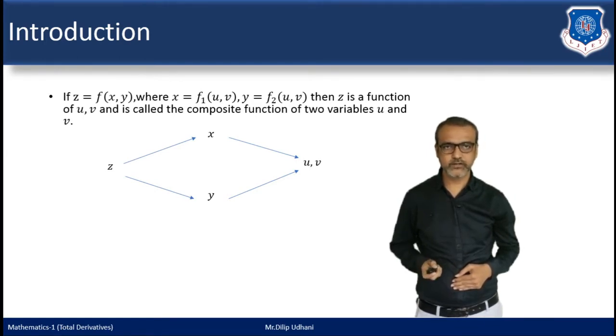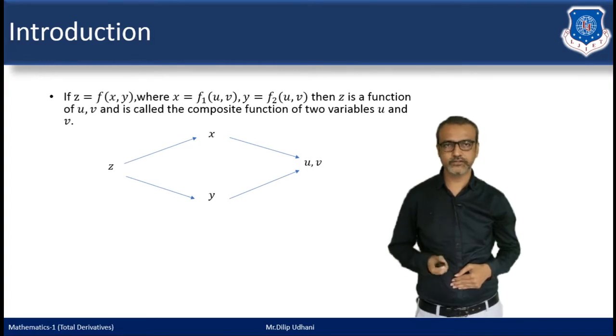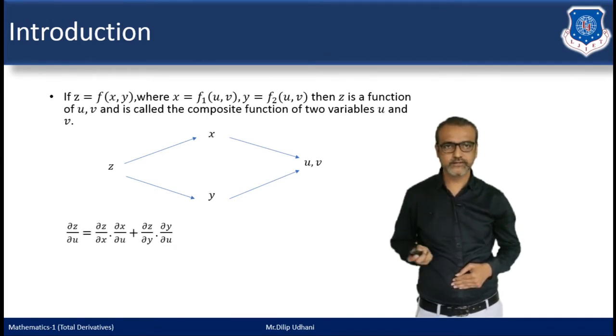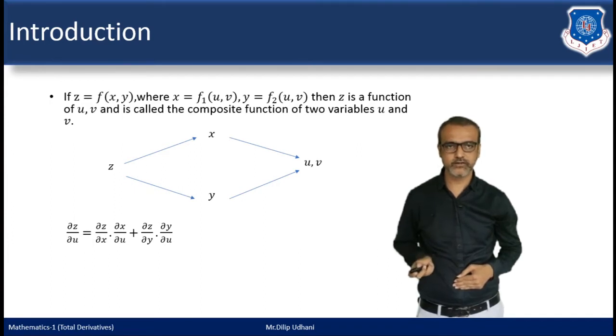Why del z by del u? Because here z is a composite function of two variables. One is u and other is v. So we can find out del z by del u and del z by del v. So first of all, del z by del u. So now you can see path from z to x and from x to uv. So first of all, del z by del u, that will be del z by del x into del x by del u. Then after, for the second part, from z to y and from y to uv. So we have del z by del y into del y by del u.